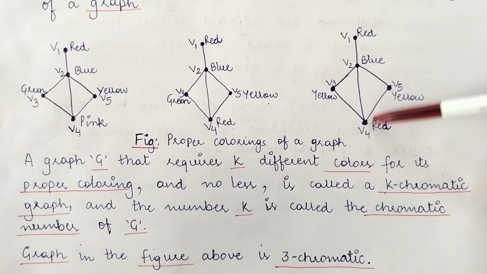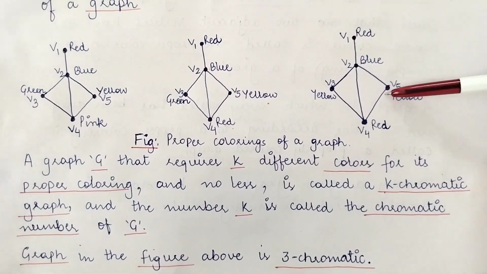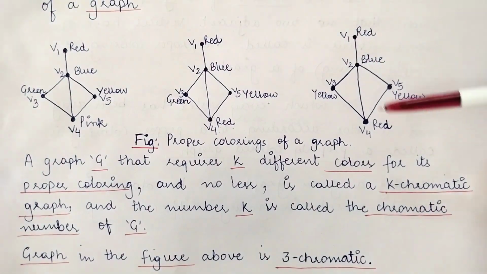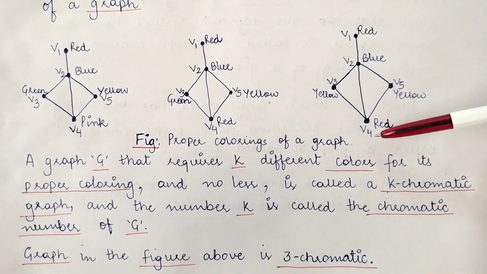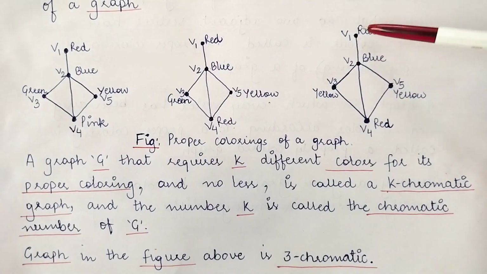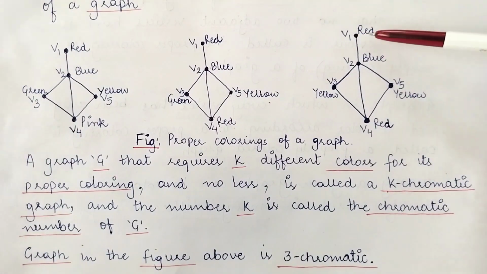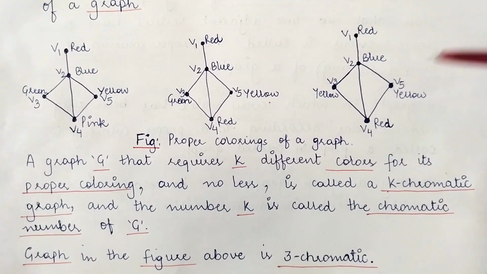Vertex V4 is adjacent with vertex V3, vertex V5 and vertex V2. That means you cannot assign the color yellow or blue to vertex V4, but V4 is non-adjacent with V1, so we can definitely allot or assign the same color red to vertex V4 also. So these are the different ways in which you can color a graph, and the only condition is that adjacent vertices should not have the same color.